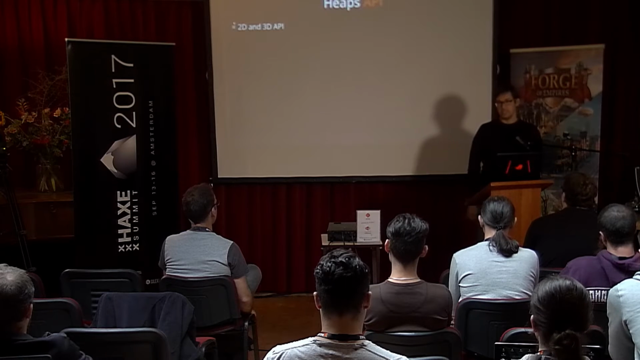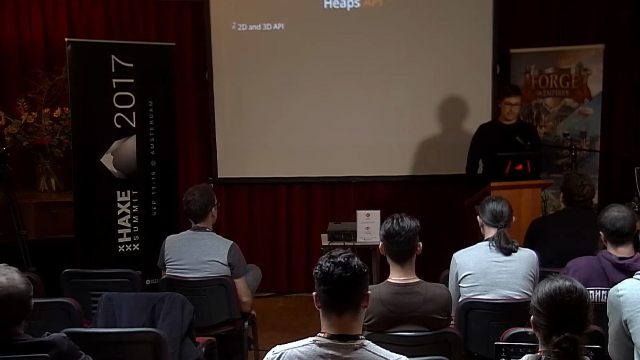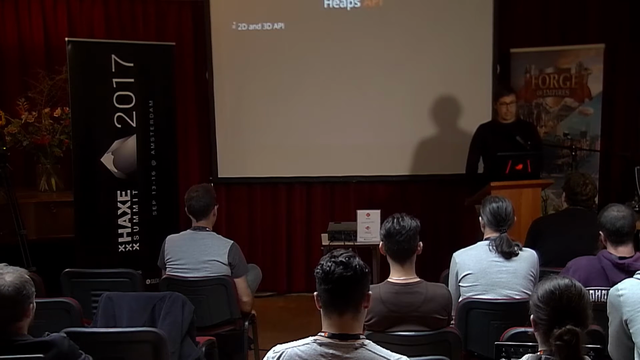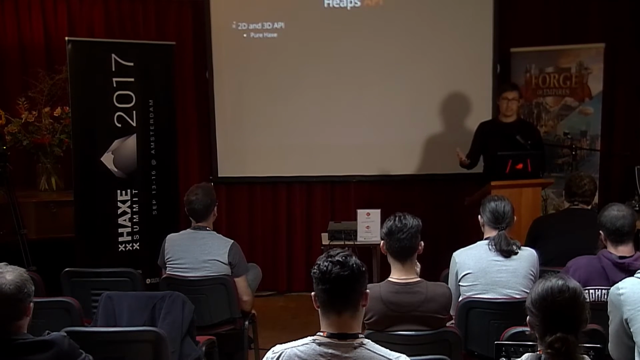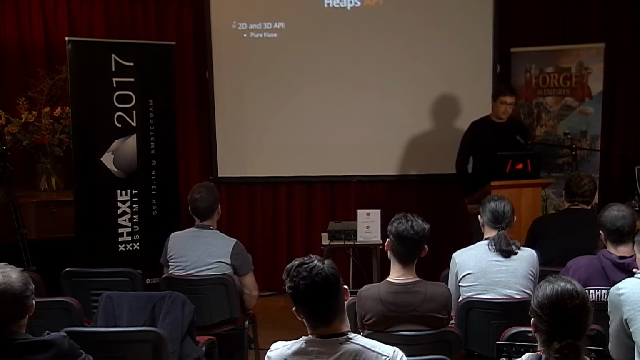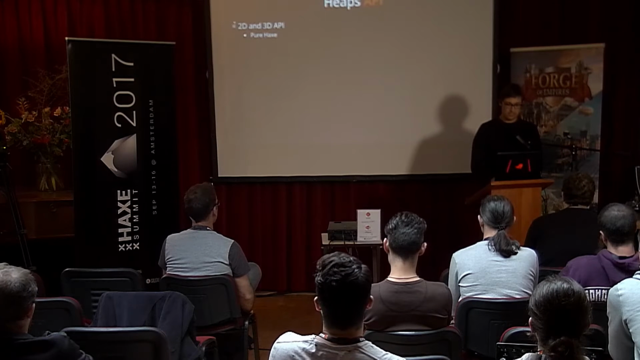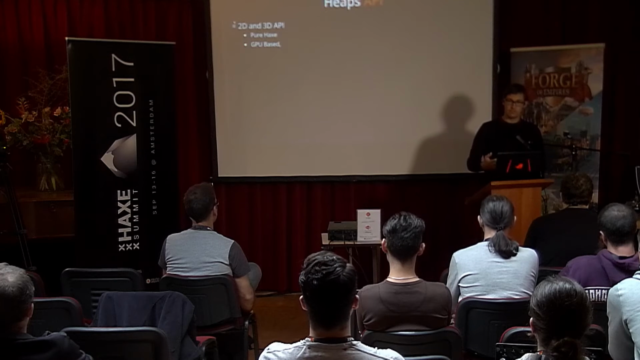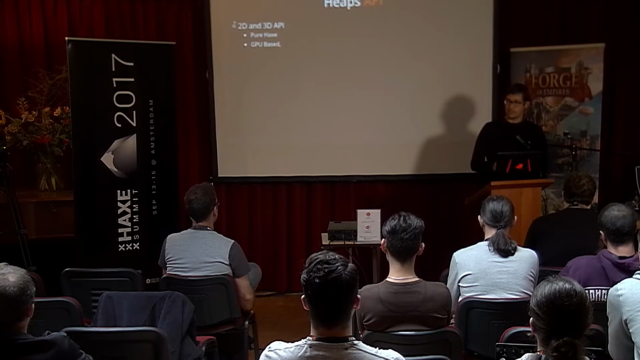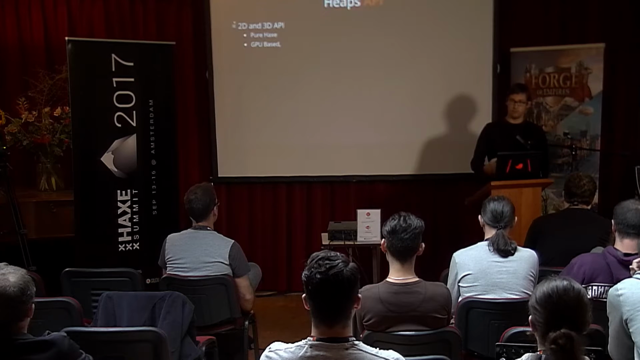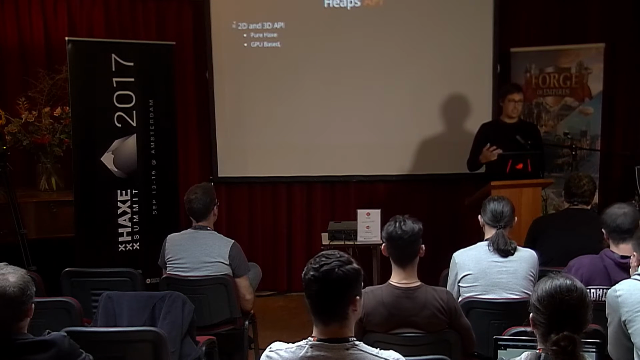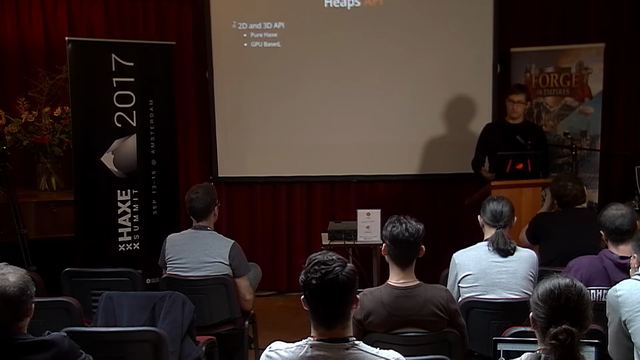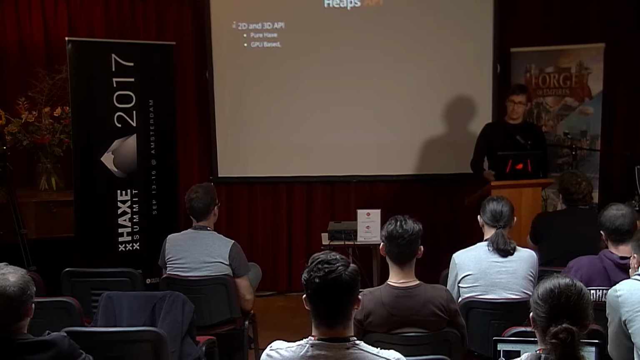I started first adding a 2D display list, and then I added 3D, so it has both of them. It's pure Haxe, entirely written in Haxe, so there are not so many native parts. It's GPU based, so I haven't tried to fall back on Canvas or non-GPU powered devices. It's entirely designed around the principle of having a GPU, textures where you upload buffers, and shaders. That's the kind of modern API design.